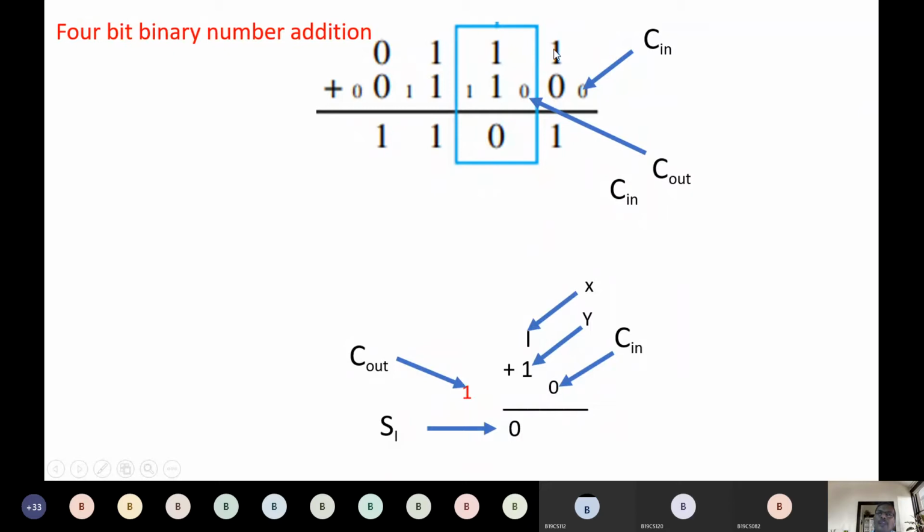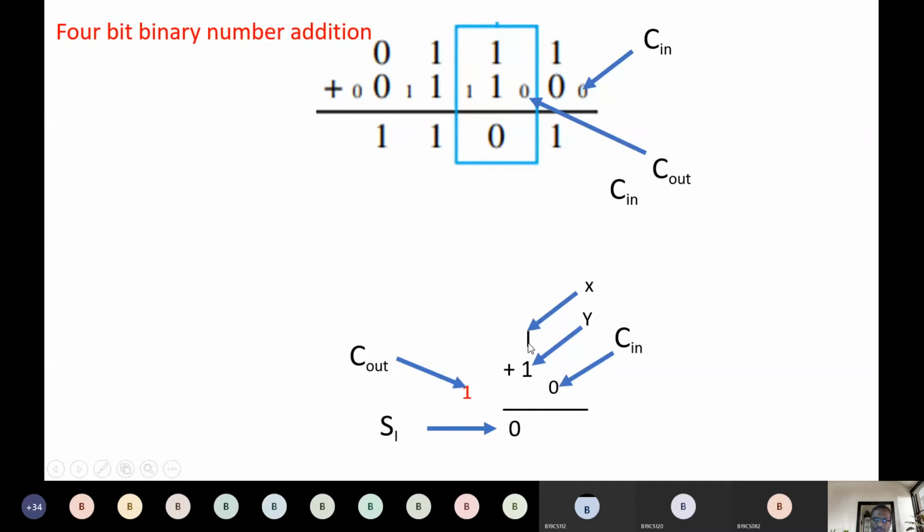So we call this one X, this one Y, and this is C. Similarly, this is X. So the entire number you assume as X, so this will be X0, X1, X2, X3, Y0, Y1, Y2, Y3. So X and Y we will add, plus carry in. This same thing is repeated when we say this is a 4-bit addition.